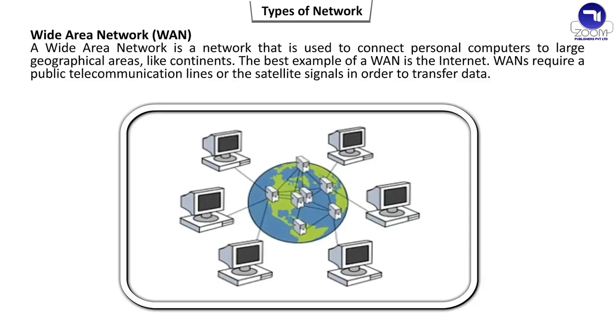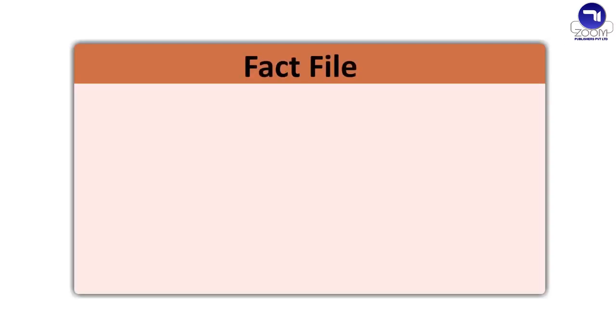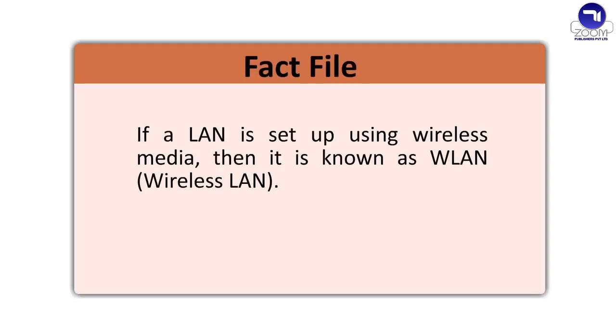Wide Area Network, WAN. A wide area network is a network that is used to connect personal computers over large geographical areas like continents. The best example of a WAN is the Internet. WANs require public telecommunication lines or satellite signals in order to transfer data. Fact file. If a LAN is set up using wireless media, then it is known as WLAN, wireless LAN.